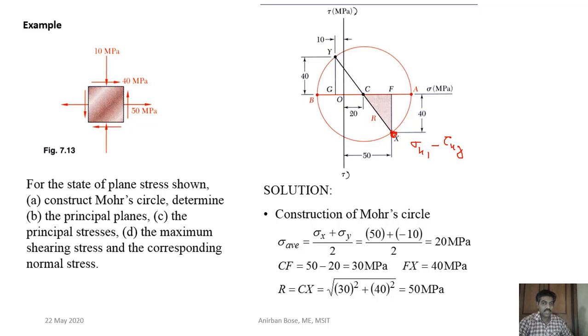So that has been plotted here. And corresponding to y, what you have to plot? It is minus 10 comma plus 40. So that has been plotted. If you join them, you will find the center, and once you know the center, you can find this distance, which is the average, and you can also know the radius. So you can easily find this point and this point. These are nothing but the principal planes. You can also find the angle, that means the principal plane's orientation with respect to the x-axis. So everything you can find out from this diagram.